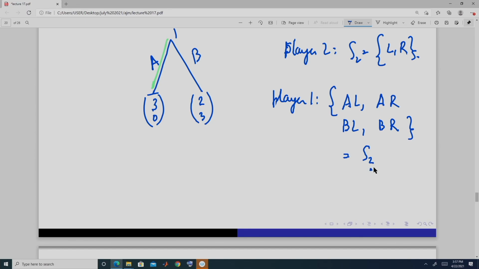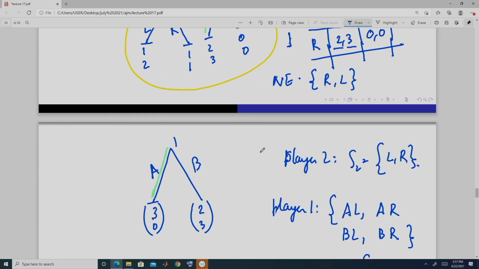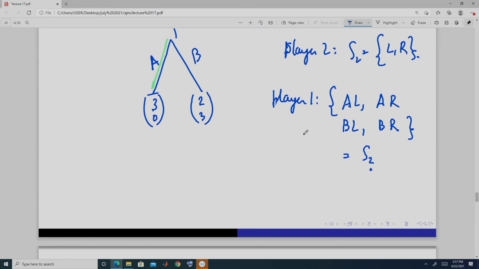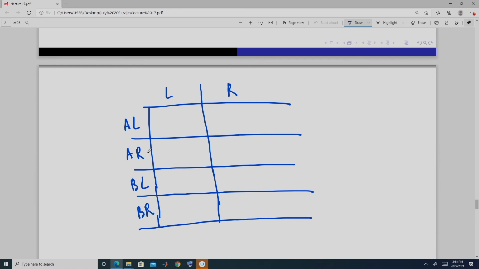Okay, whole game. Now, we can also represent this game as a normal form game, because we know the strategies. So, you can say this is L and this is R. The strategies are AL, AR, BL, BR.